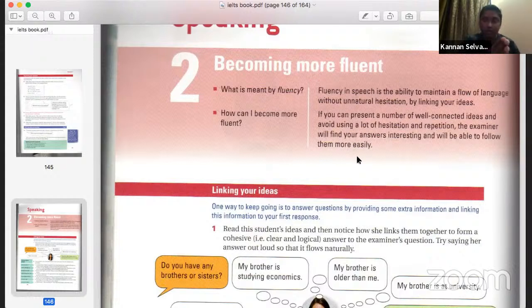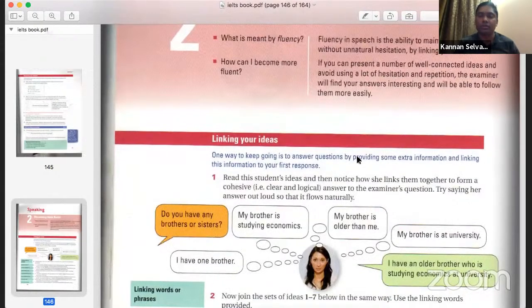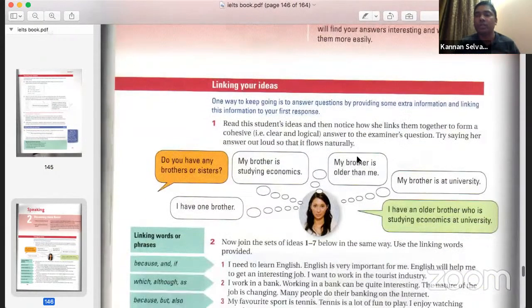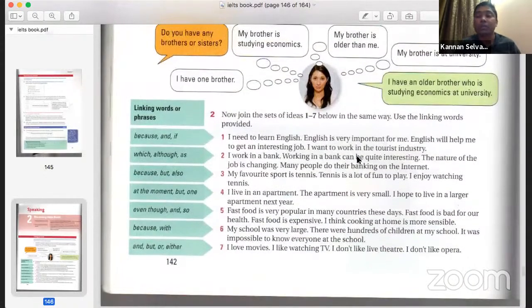Unnatural hesitation means when we are talking, either I don't know the subject, I'm weak in the subject, or even if I know the subject, I'm not able to connect my ideas properly. That is also called unnatural hesitation. Now, what am I supposed to do for this? How exactly can I get my fluency? Look at this. This is what I'm supposed to do.